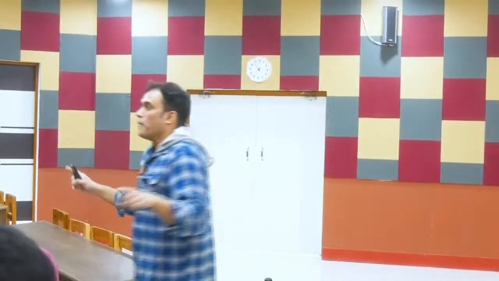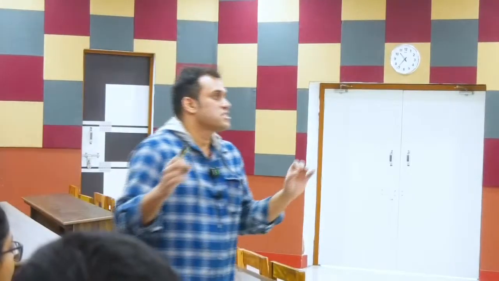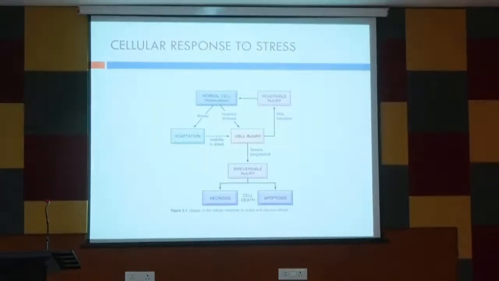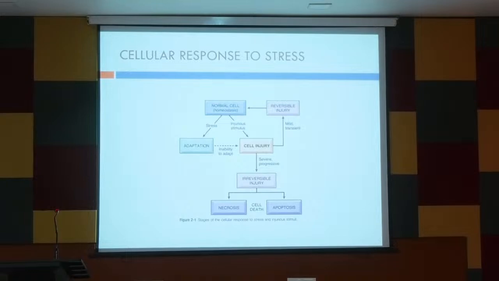Clear? But if the injurious stimulus is severe and progressive, it keeps on persisting, and severe and progressive cell injury will take you to a state of irreversible injury. Irreversible injury is like, for example, a heart attack, myocardial infarction. Myocardial infarction doesn't happen all of a sudden.